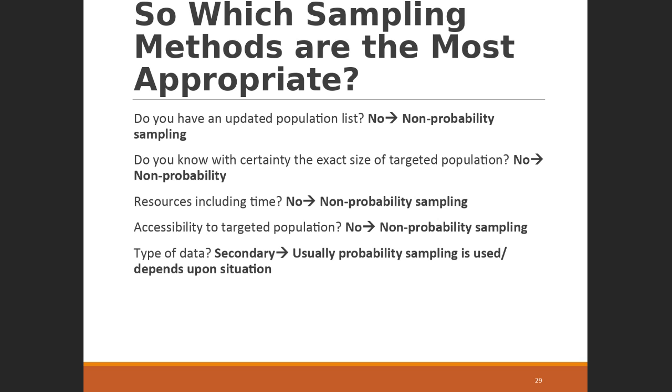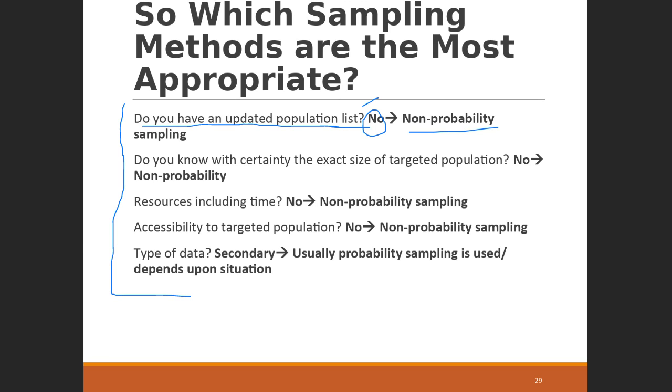Lastly, which sampling method is the most appropriate one? You need to ask these questions before selecting your sampling strategy. Do you have an updated list of the population? If the answer is yes, then you can go for a probability sampling technique. If the answer is no, then you need to use non-probability sampling, because you cannot meet the requirements of probability sampling.